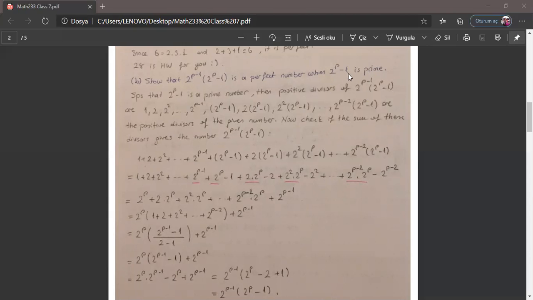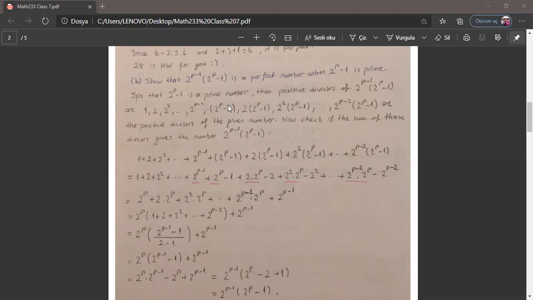Then what are the positive divisors of this number? One divides anything, so we have 1, then 2, then 2 squared, till 2 to the p minus 1. Any power of 2 which is less than p minus 1 will be a divisor of this number, so we count them. Now we also have this prime number, 2 to the p minus 1, so we count them. We counted 2. So what else?